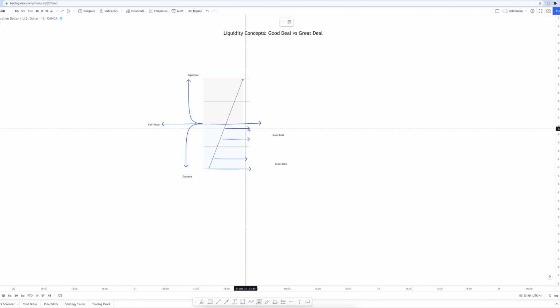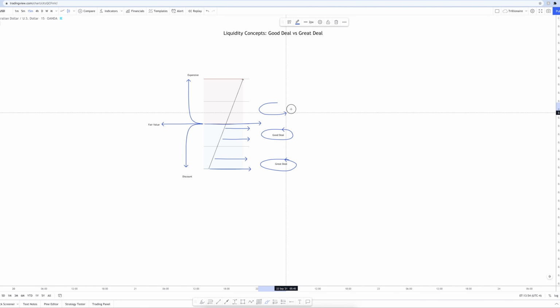So this here is going to be high probability, higher risk. This here is going to be high probability, low risk. This here is going to be low probability, high risk. This here is going to also be low probability, high risk for buys, okay?